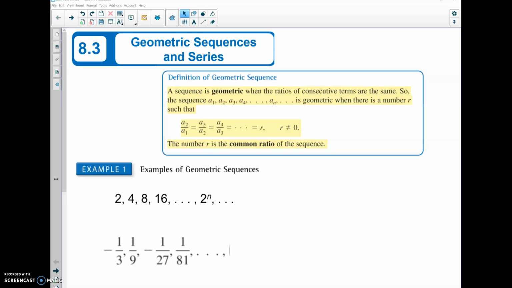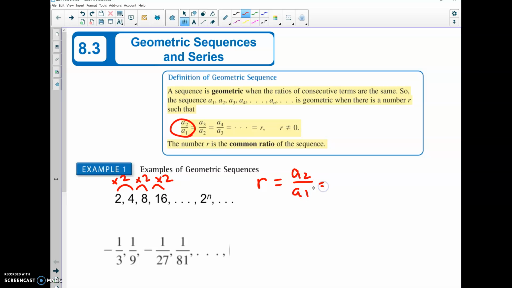So for the first example here, 2, 4, 8, to go from the first term to the second term, you are multiplying by 2, times 2, times 2. So our common ratio r is the second term divided by the first term, which is 4 over 2, which is 2. So our common ratio is 2 for this problem.